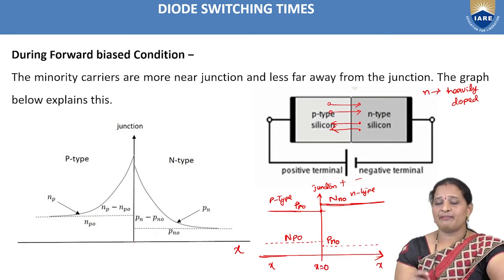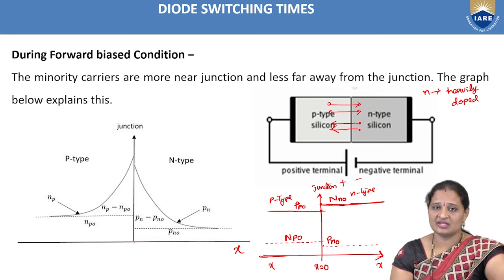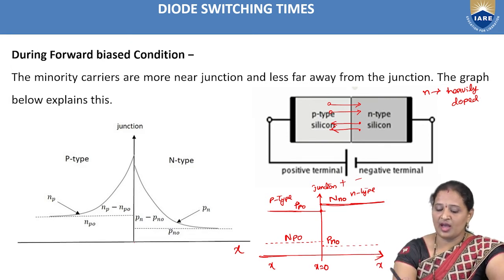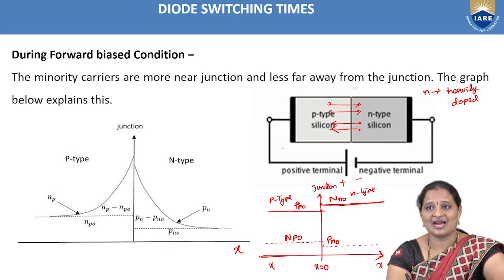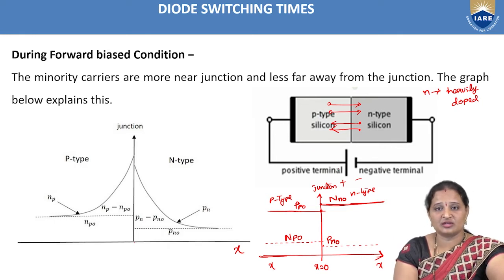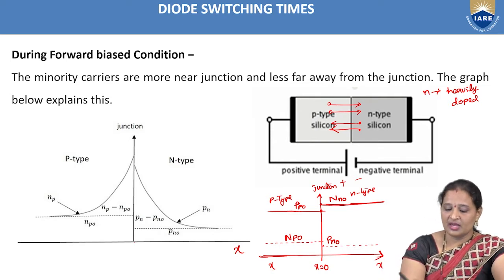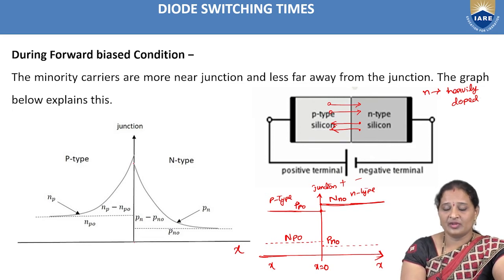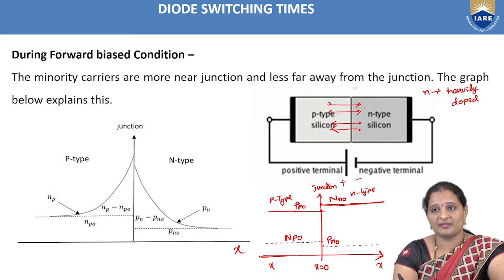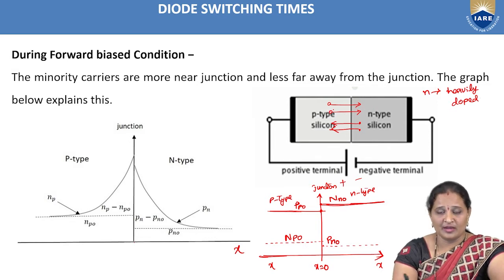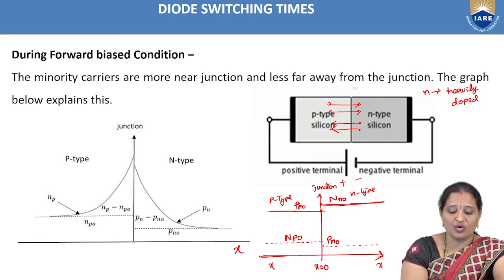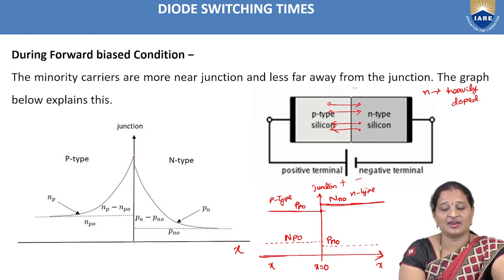Now what happens when I apply a forward bias to the p-n junction diode? As I told you, the majority charge carriers are repelled by the terminals of the battery, they will cross the junction and enter the other side. Near the junction, as the electrons are coming from the n side to the p side, the minority carrier concentration near the junction will be more.